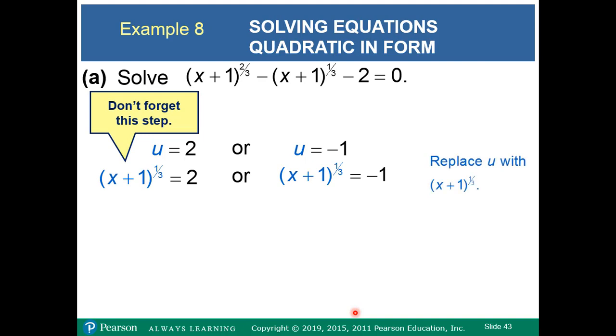So this is what we're going to do. Okay? Now, again, don't forget this step. Don't stop here because remember, if we start with x, we have to end with x. So now we're going to cube both sides. What do we get? Then we're going to get x plus 1 equals 8. And x plus 1 equals what? Negative 1.